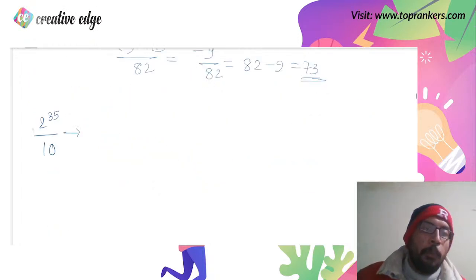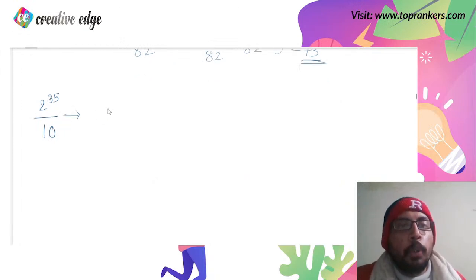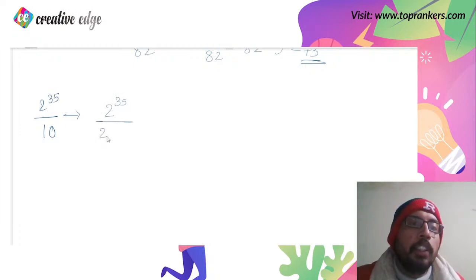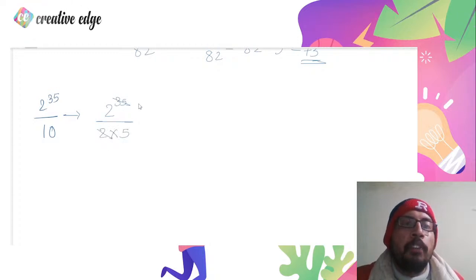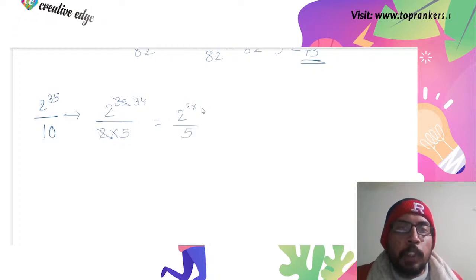Now the next question. The next question is 2 to the power 35 upon 10. So what you can do is that 2 to the power 35 upon 10 can be written as 2 into 5. So this 2 and the power 35 will become power 34. So you are getting 2 to the power 34, which can again be written as 2 into 17 upon 5. Why 2 into 17, students?